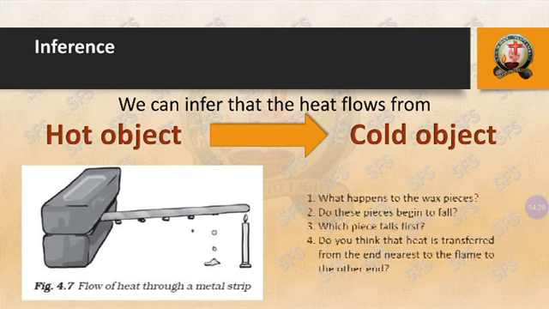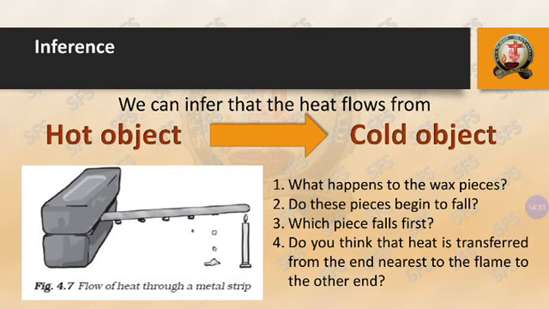Okay, so what happens to the wax pieces? Here there are a few questions which you will be able to answer after doing this activity. What is happening to the wax pieces? The wax pieces start melting. First the wax pieces will start to form in all the areas of the scale. But do these pieces begin to fall? Yes, they begin to fall in the region close to the flame, where the temperature is high.